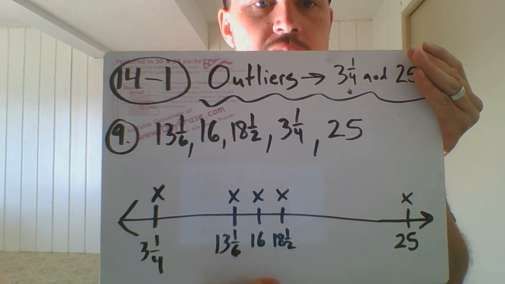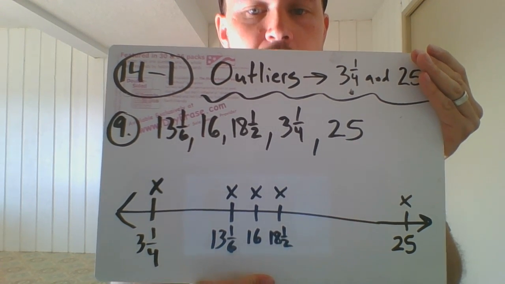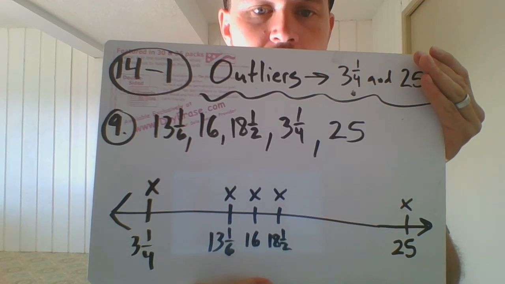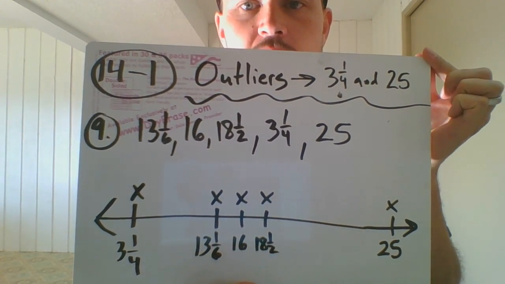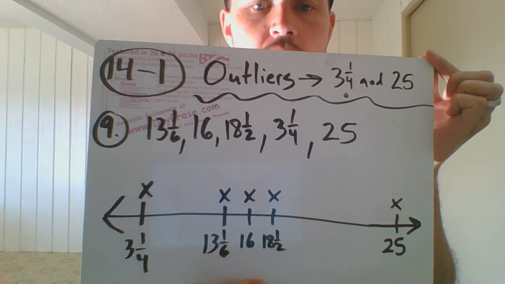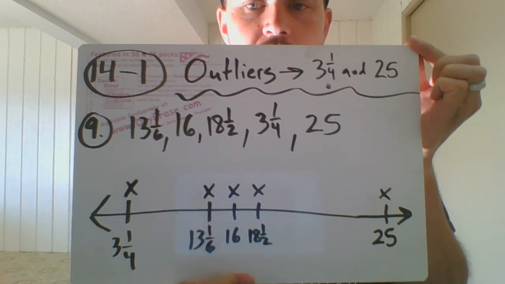Okay, I just wrote the answer down here for you for number 9. I have all the data, and I created a line plot, 3 and a fourth. I organized them from least to greatest, and I put an X above them. And the outliers would be 3 and a fourth plus 25, because all the other numbers are pretty close, 13 and a sixth to 18 and a half, and you can see the 2 outliers.